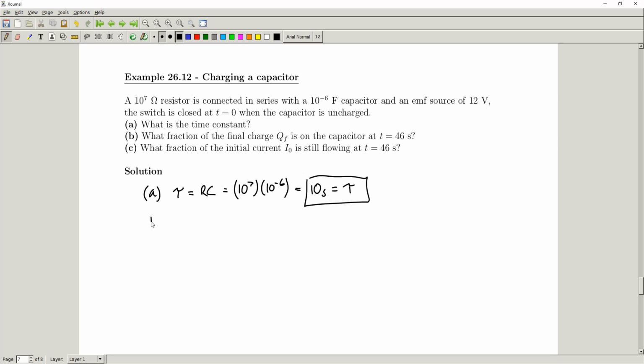Okay, part B, we want to know what fraction of the final charge Q_F is on the capacitor at a time t equals 46 seconds.